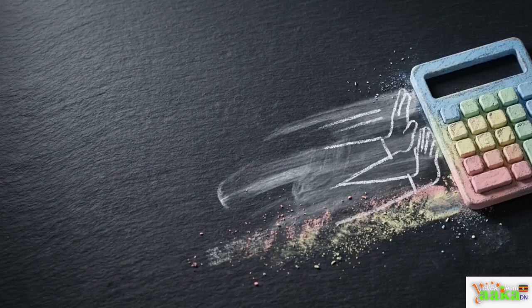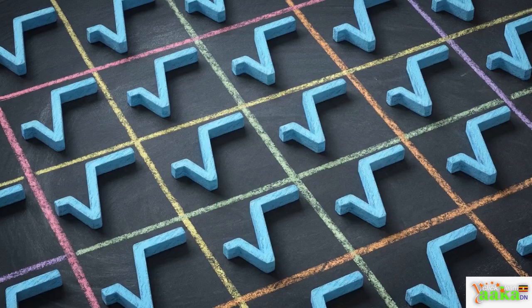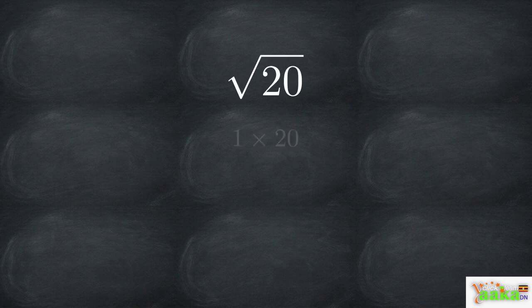To achieve true structural precision, we have to put the calculator down. We need to learn how to manipulate these irrational roots directly. We start by simplifying them. Take the square root of 20. We want to find the largest perfect square factor hiding inside that 20. If we look at the list of factor pairs below it, we find 4 and 5. 4 is our target perfect square.